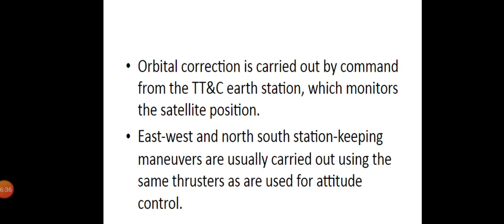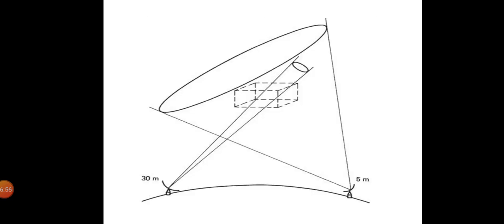Orbital corrections are carried out by command from the TT&C, that is telemetry, tracking and command substation, which monitors the satellite position. East-west and north-south station keeping maneuvers are usually carried out using the same thrusters as are used for attitude control. And you can see in the figure the typical latitude and longitude variations for the Canadian NX-C3 satellite, which remain after station keeping corrections are applied. Satellite altitude also shows variations of about plus or minus 0.1% of the nominal geostationary height.